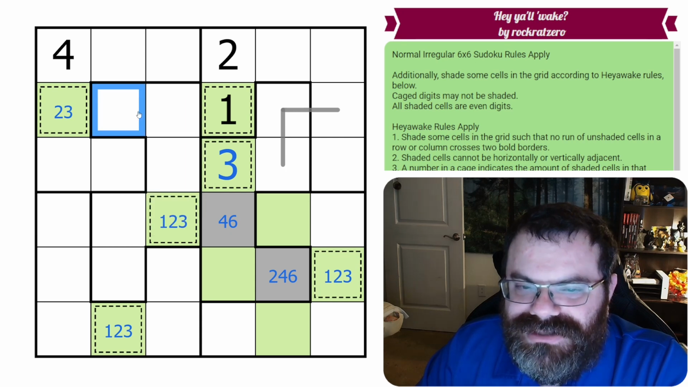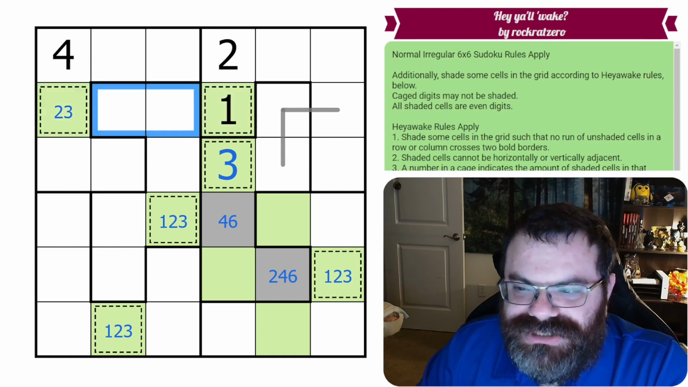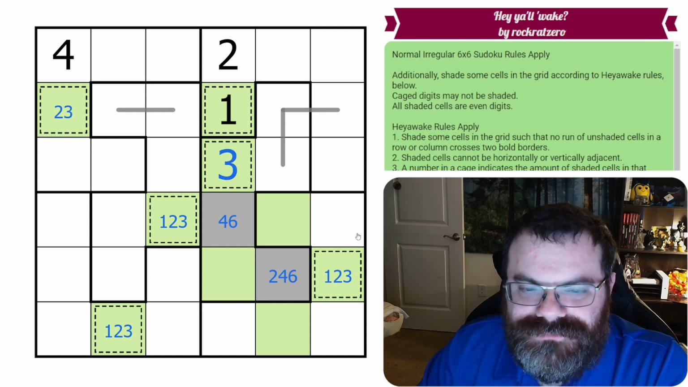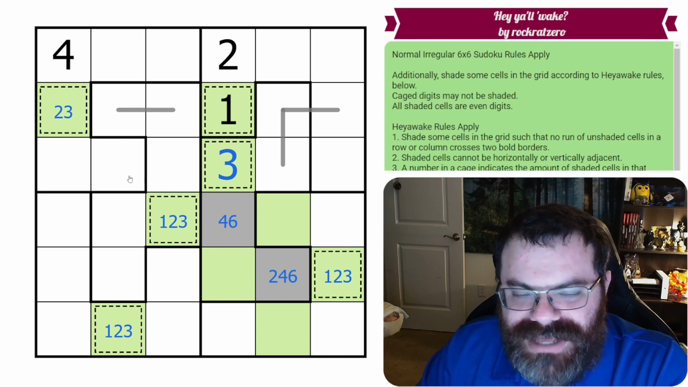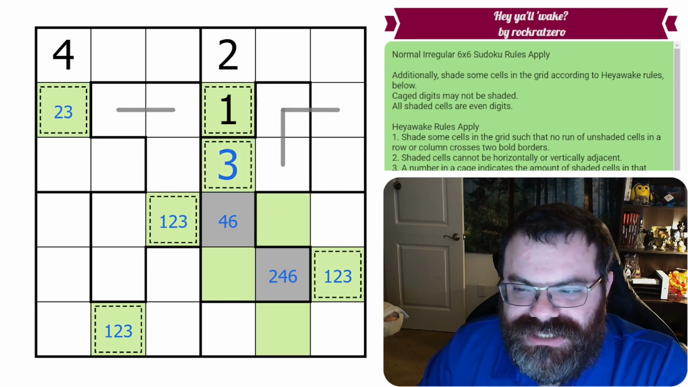I think it's the same here. If I green these, we now definitely cross 2 bold borders. So these both can't be shaded, so I must shade at least one of them. All right. Actually, it's true here too. If I green these 2, I do cross 2 bold borders. So one of these 2 is also shaded.